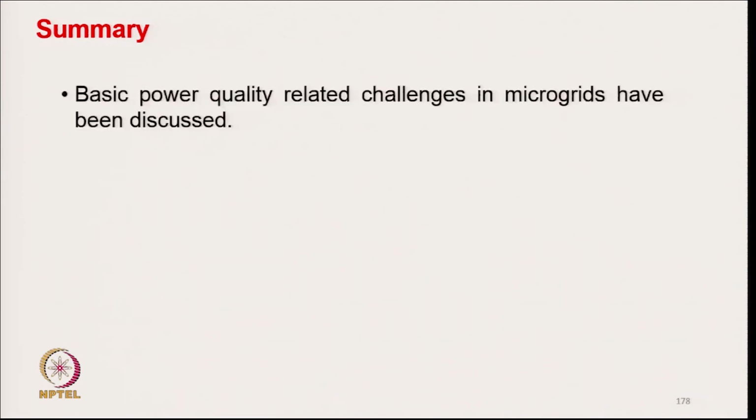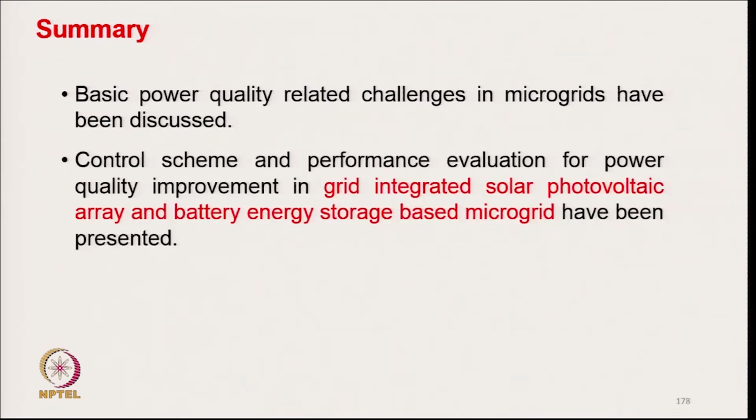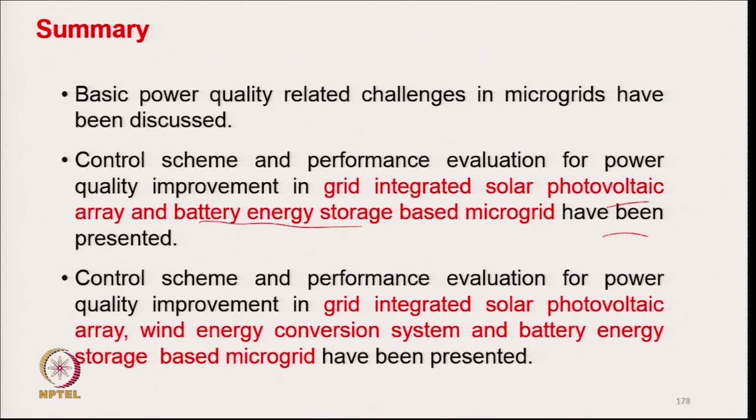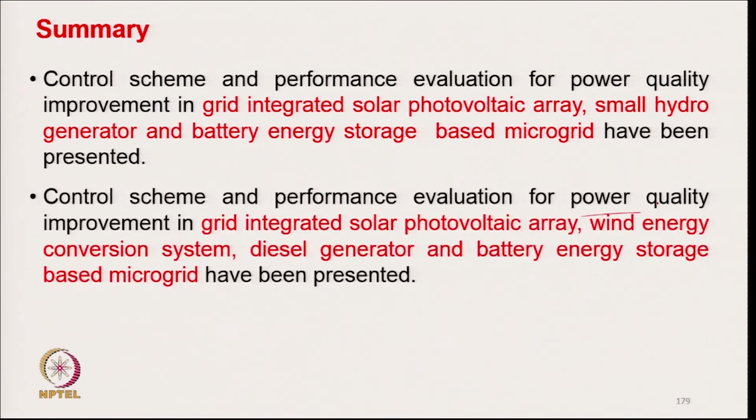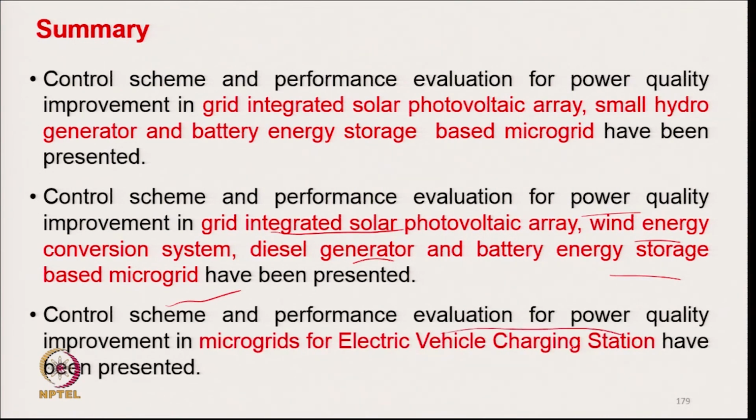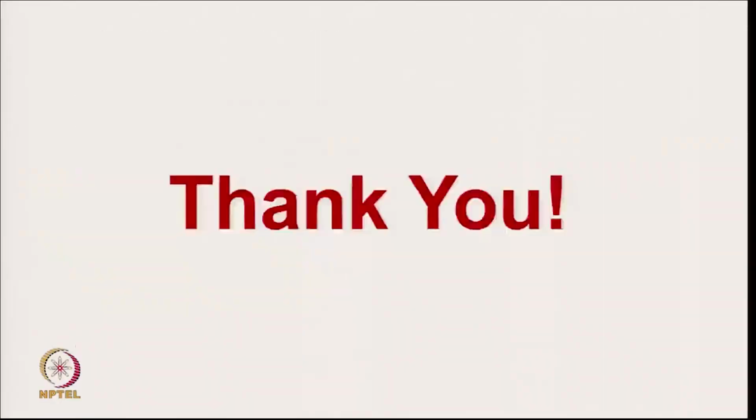So, we would like to summarize with this: power quality improvement in the microgrid. Basic power quality related challenges in microgrids have been discussed. The control scheme and performance evaluation of power quality improvement in a grid connected solar PV array and battery based energy system microgrid have been presented, and the control scheme and performance evaluation of power quality improvement in a grid connected wind generation conversion system and battery array have been discussed. The control scheme and performance evaluation of a grid integrated solar PV, small hydro and battery energy storage system based microgrid are presented, and the control scheme and performance evaluation of a grid connected integrated solar PV, wind energy conversion system, DG set and battery energy storage system microgrid have been discussed. The control scheme and performance evaluation for an electric vehicle charging station have been presented. These are some of the references, and thank you.